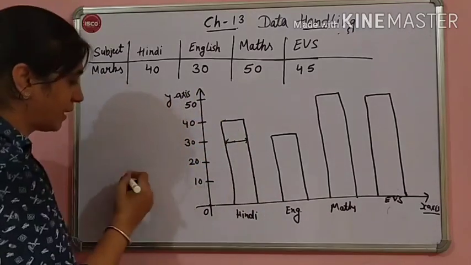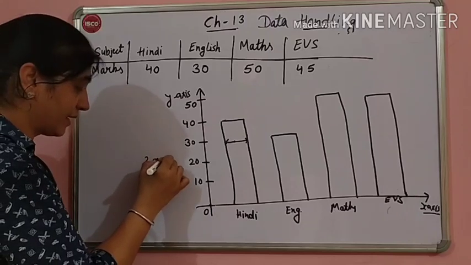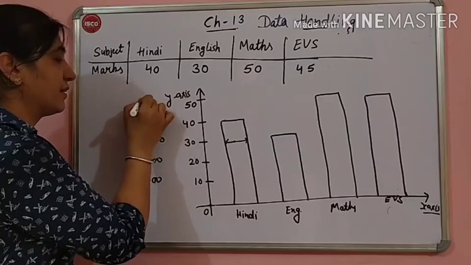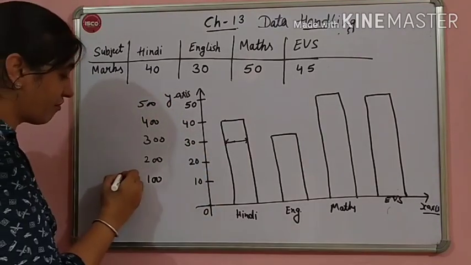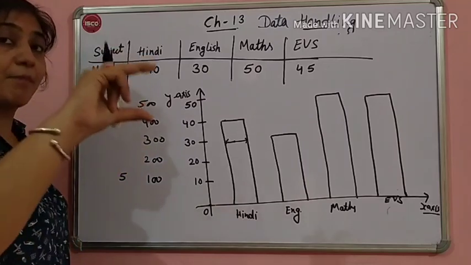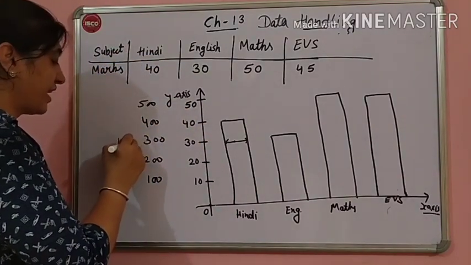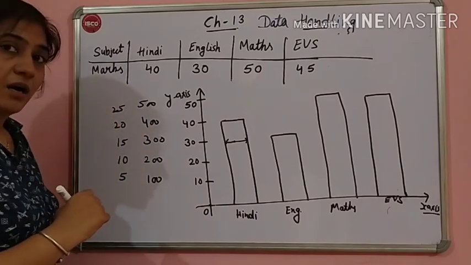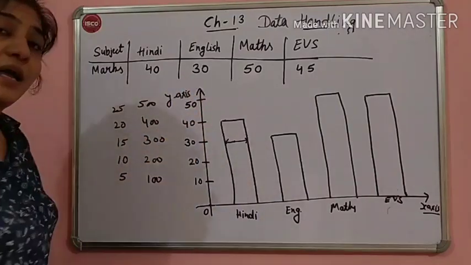Suppose I take 100. Then the next number I will take is 200. Then next 300. Then 400. Then 500. In this way you have to move. If I am taking the first number 5, it means I am taking the gap of 5. The next will be 10, then 15, then 20, then 25. Okay, and this scale depends on the given data.